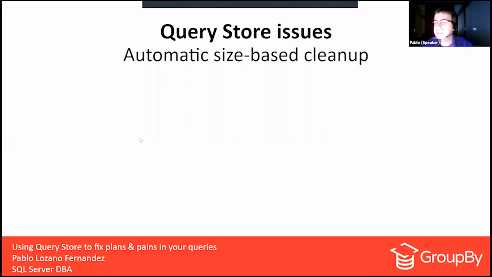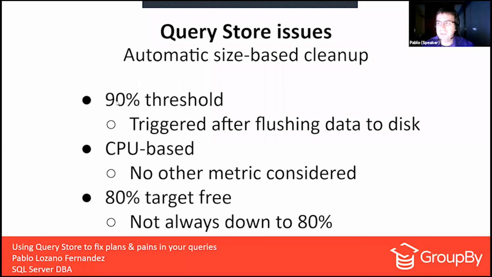And then we have, as I mentioned before, the automated size-based cleanup. It kicks in when it reaches a 90% threshold. It's CPU-based only, so it will just go through all the queries and delete anything that it considers to have very low CPU usage. Just imagine that you are querying Query Store for the information it has, and you say, okay, I want all this information ordered by CPU, which is not one of the orders that Query Store is based on.